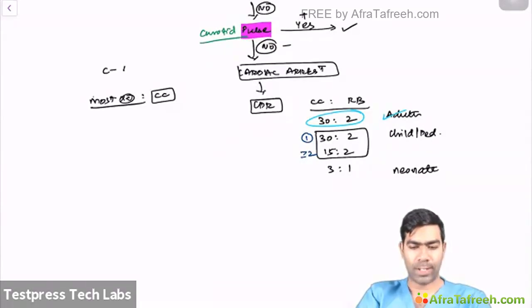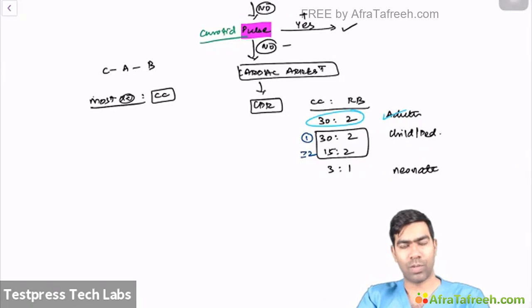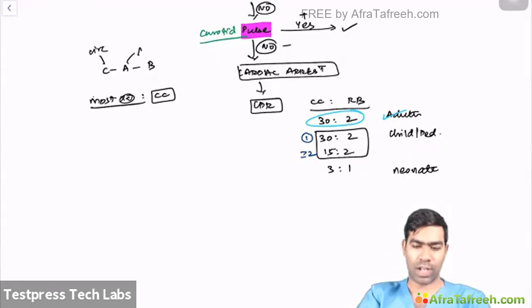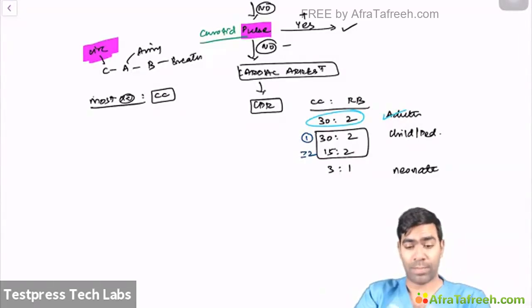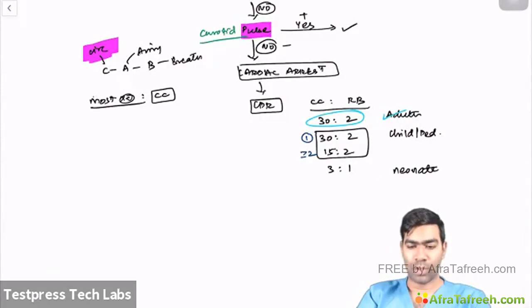That's the reason why they have changed the ABC to CAB in 2010, where C stands for circulation, A stands for airway, and finally your breathing comes, which means the chest compressions are given the highest priority in the ACLS and cardiac arrest algorithm. They are the most important component. So you need to have a good quality of chest compressions.